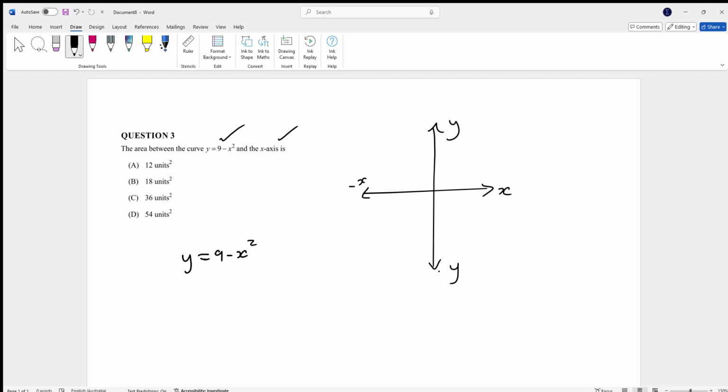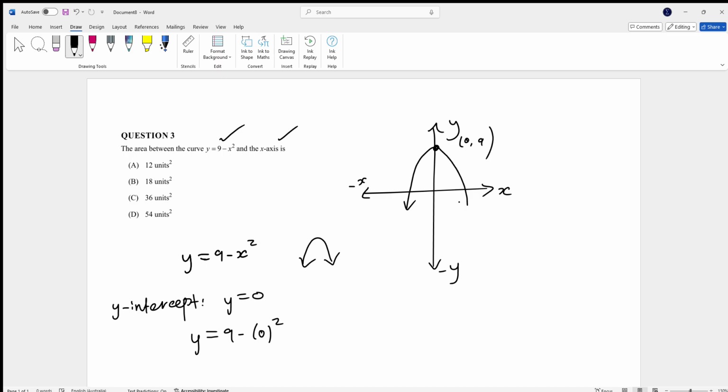If we were graphing this, because of the negative x squared, we know it's going to be a sad parabola. We also know it's going to be moved up by 9 units, and it hasn't been moved left or right. To double check the y-intercept, it's when x is equal to 0, so y equals 9 minus 0 squared, which verifies it's 9. So it goes through the point (0, 9), and since it's a sad face, the drawing looks somewhat like this.